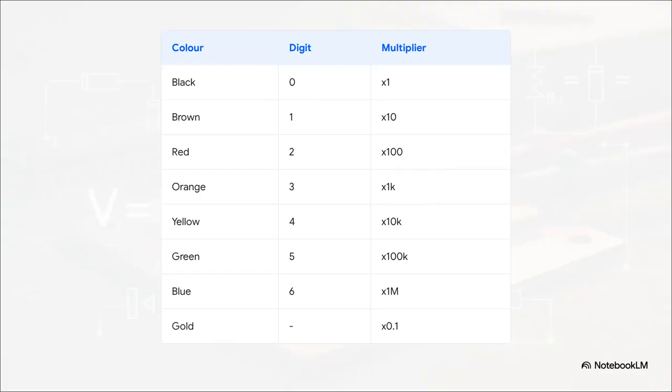So each word in that B.B. Roy phrase lines up perfectly with a number, starting with black at 0 and going all the way up to white at 9. And check out that multiplier column. It's just a fancy way of saying add some zeros to your number. The ones you'll see most often, for sure, are black, brown, and red, so really make sure you know those.